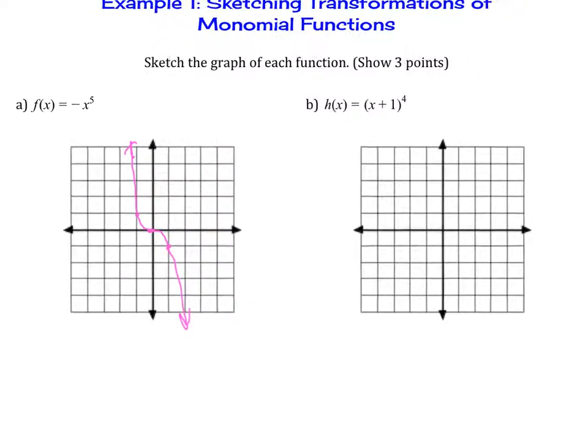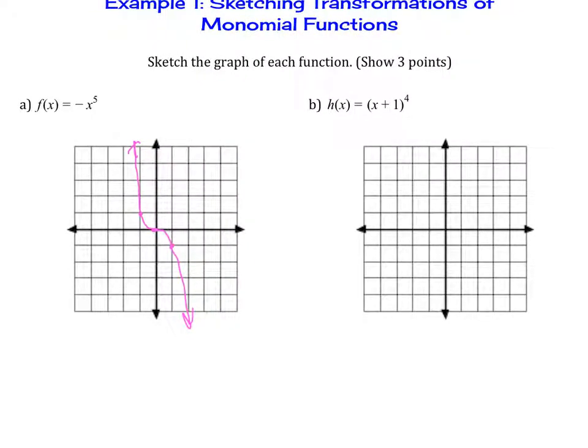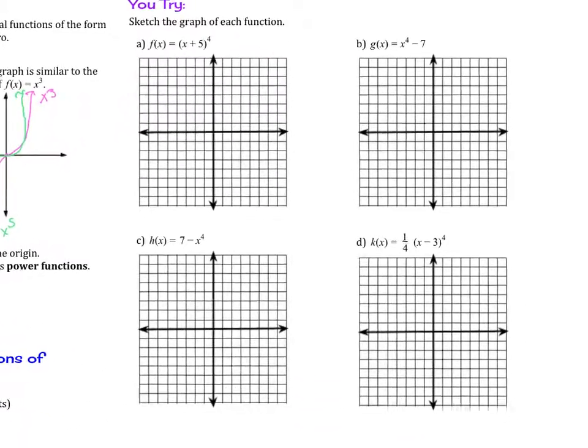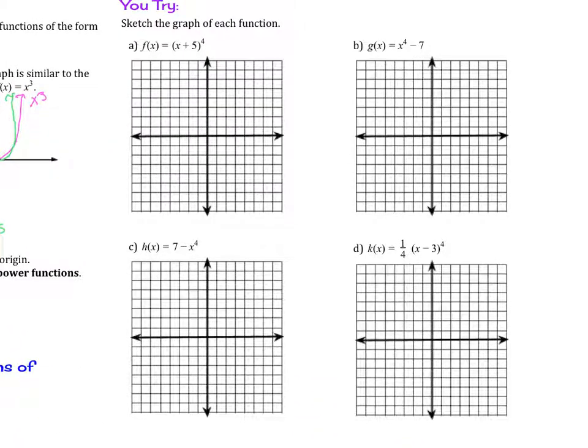Let's do x plus 1 to the fourth power. So that's like our x squared. We know this is shifted to the left 1. And so this is our graph of x plus 1 to the fourth. So go ahead and try these 4 examples here. Pause the video, and when you come back, I will have the answers for you.